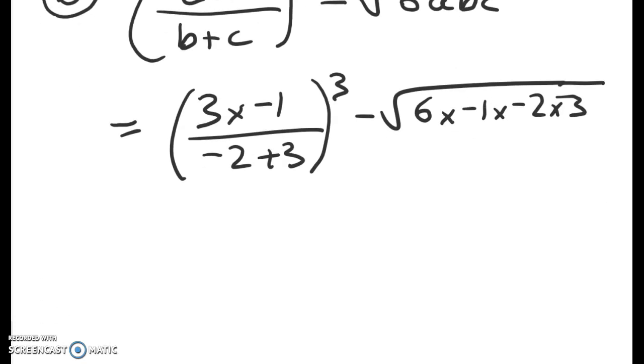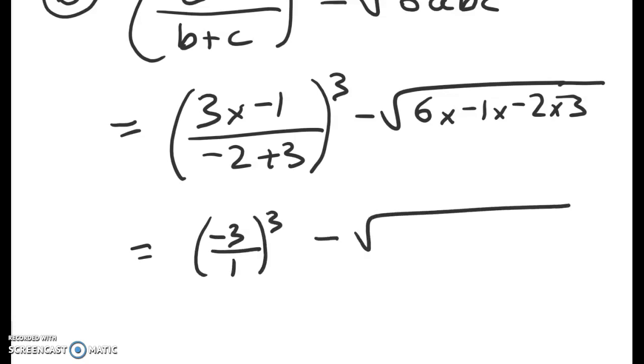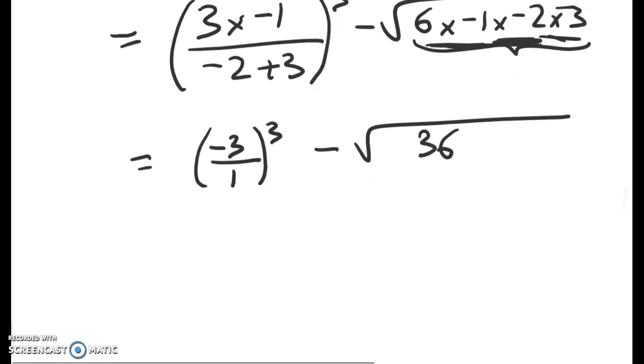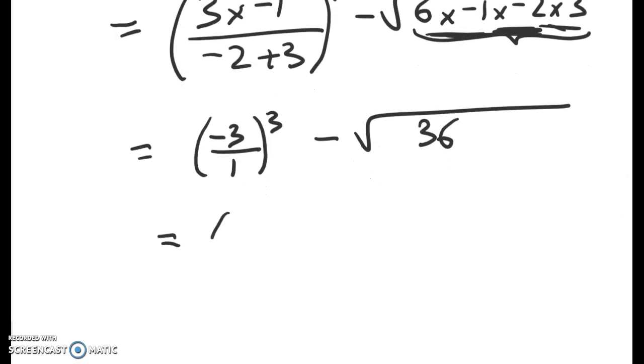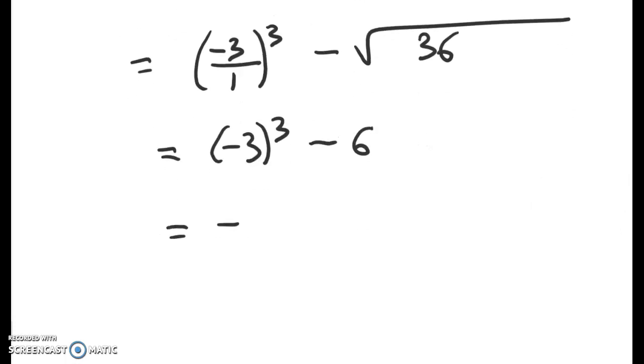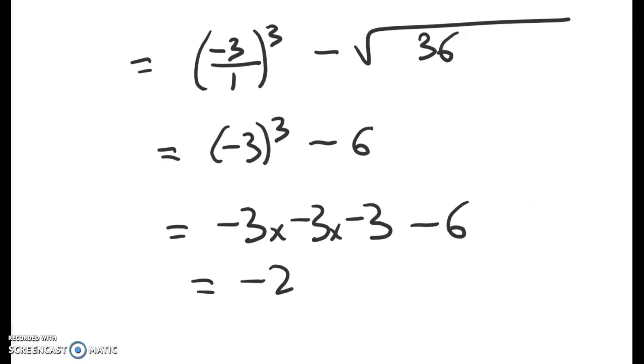Oh, what do we do here? Well, we just start with our brackets. So here we're going to have negative 3 divided by 1 cubed minus the square root of all of this stuff. So 6 times negative 1, negative 6, positive 12, positive 36. Now you see why I picked 6 for that number. This is equal to negative 3 cubed minus 6. So negative 3 cubed is this, which gives me negative 27 minus 6, or negative 33.